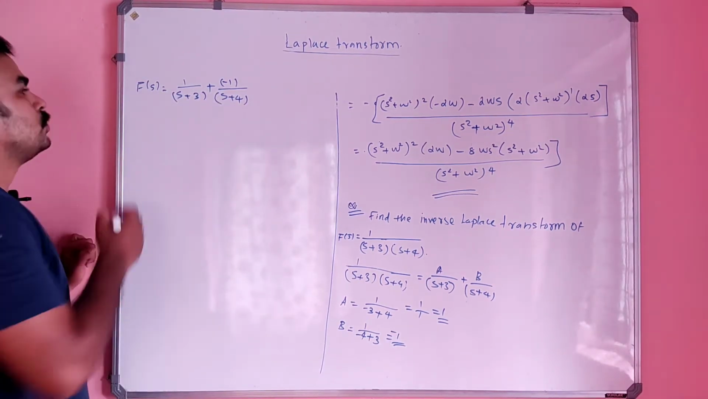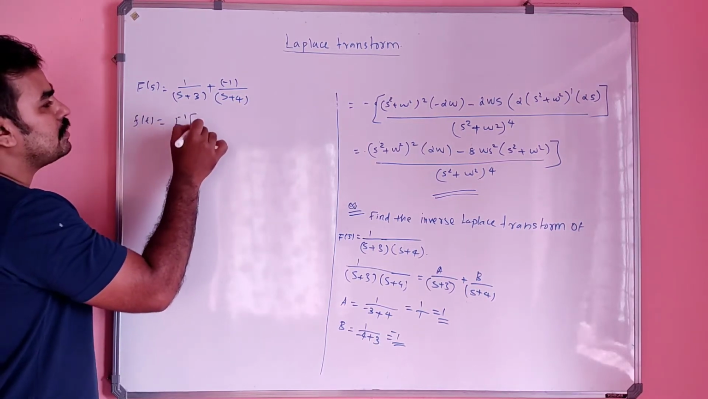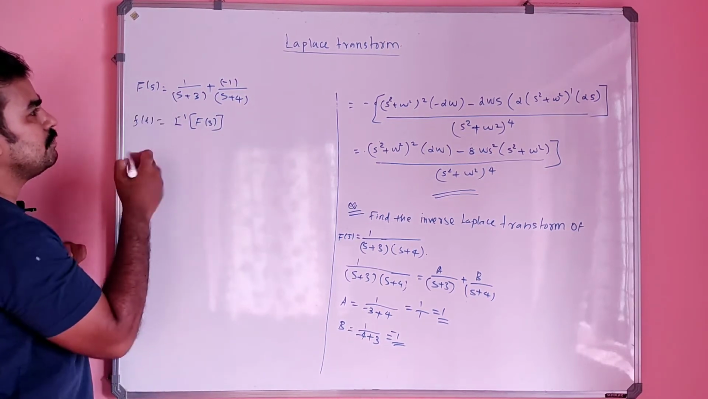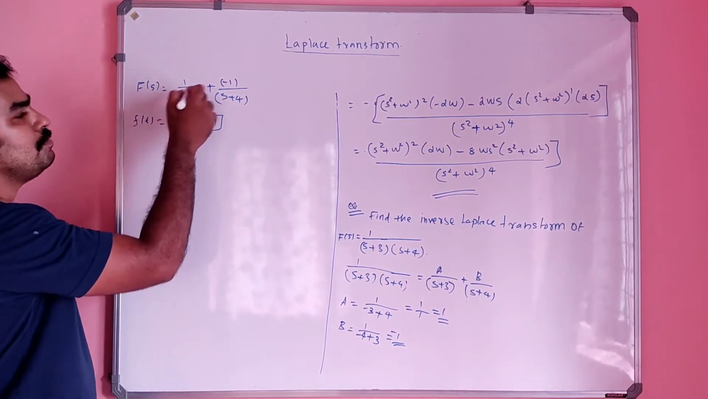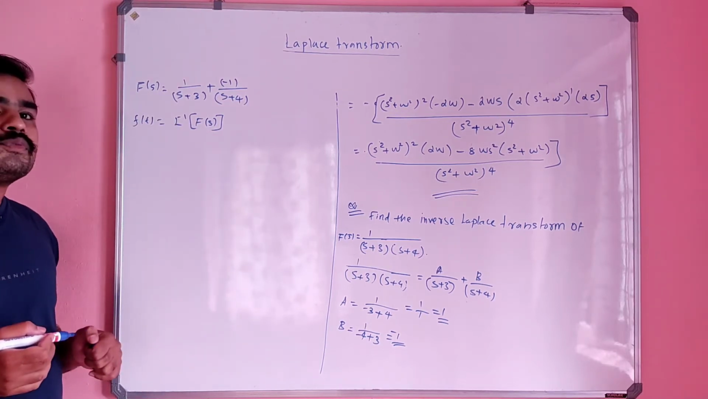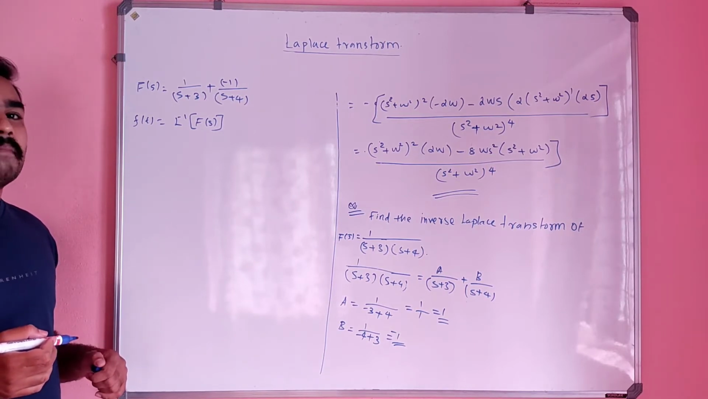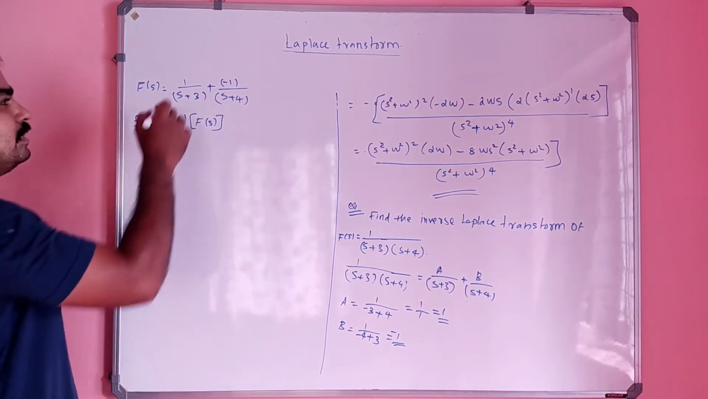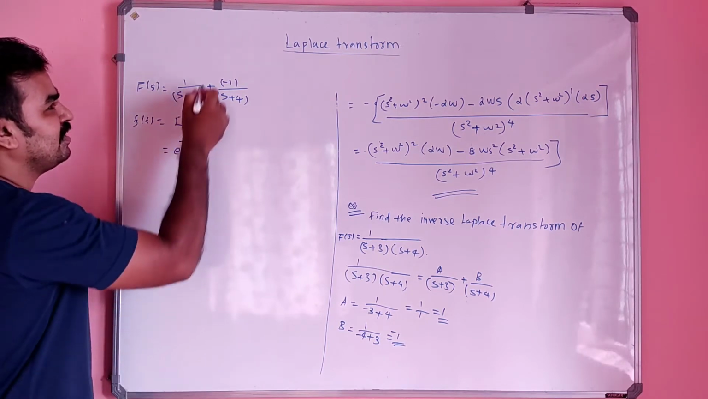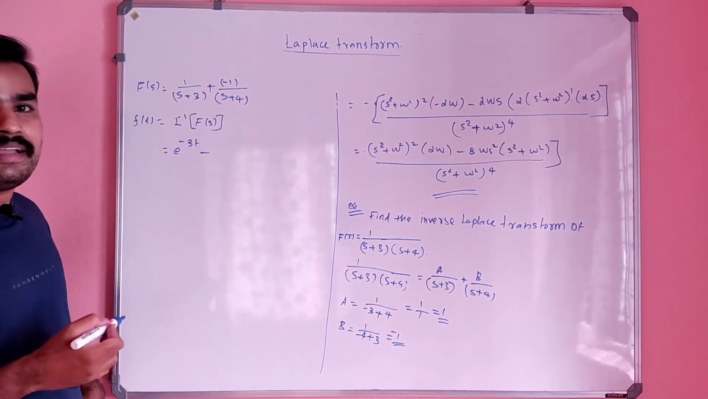Correct. So f of t is nothing but L inverse of F of s. What is the inverse of 1 by (s plus 3)? What was the Laplace transform of e raised to minus 3t? Yes, so the inverse of this will be e raised to minus 3t. Minus 1 is there now, so minus, what was the Laplace transform of 1 by (s plus 4)?